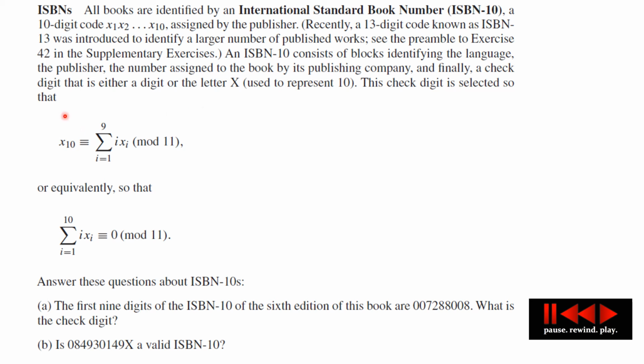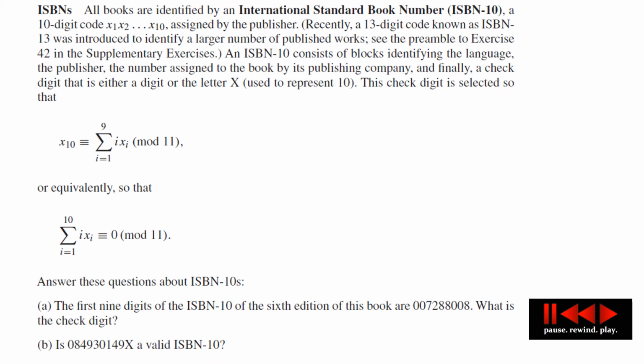This check digit is selected so that x10 is congruent to the sum, for i equal 1 through 9, of i times x_i mod 11. Or equivalently, with a little bit of a shift, if I add up all 10 terms, it's congruent to 0 mod 11. And so I could ask you a question: the first 9 digits of an ISBN 10 number of the 6th edition of this book are this. What is the check digit? And I could also ask you, is this a valid ISBN number? And you know what to do.